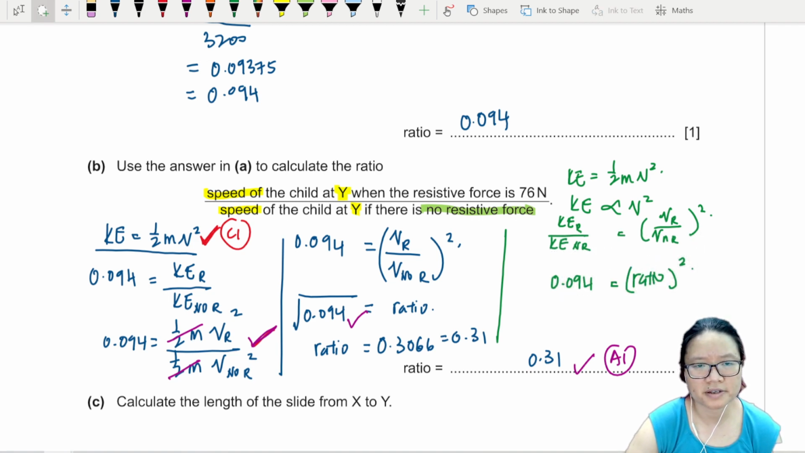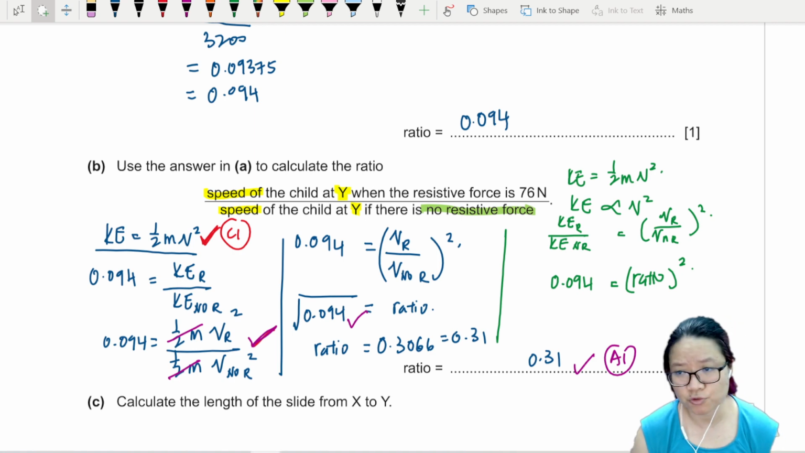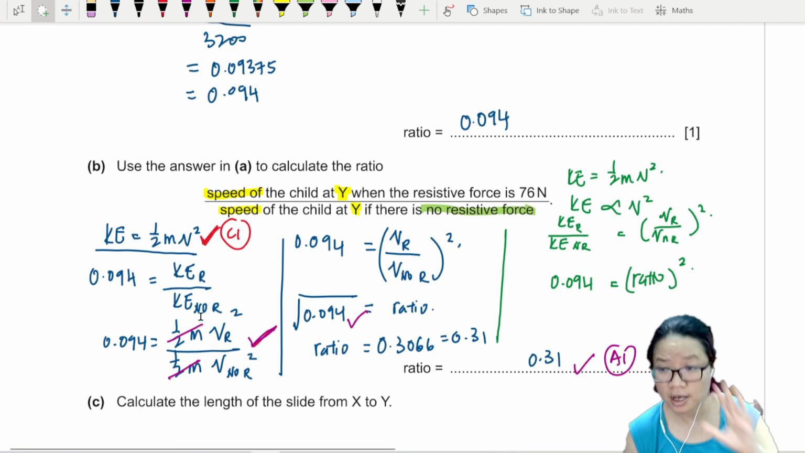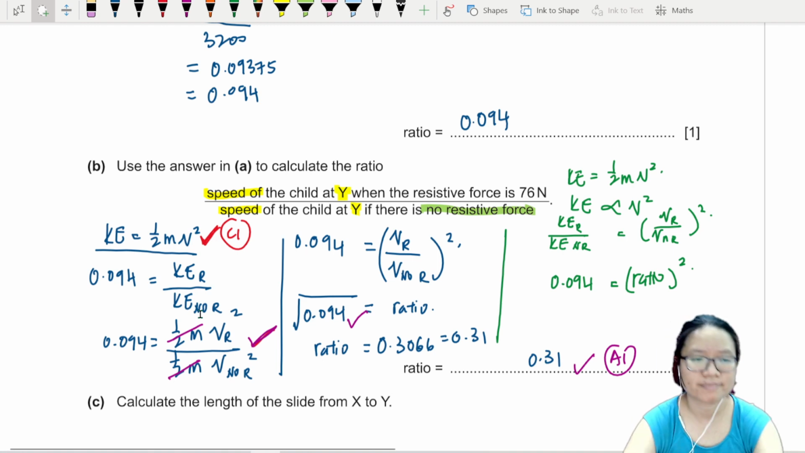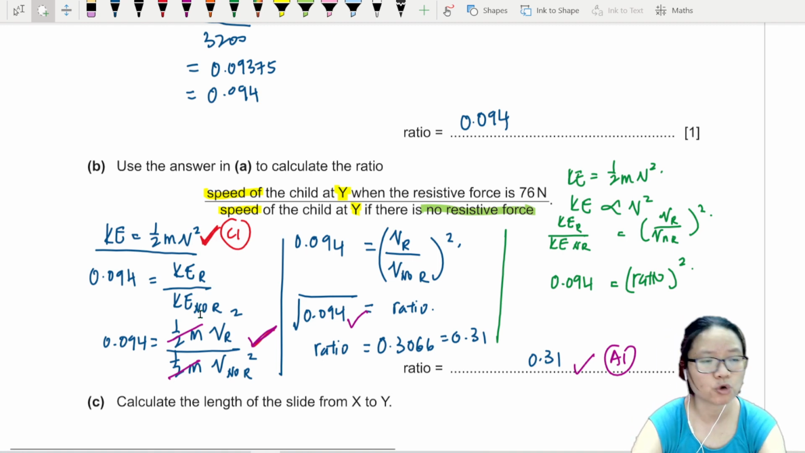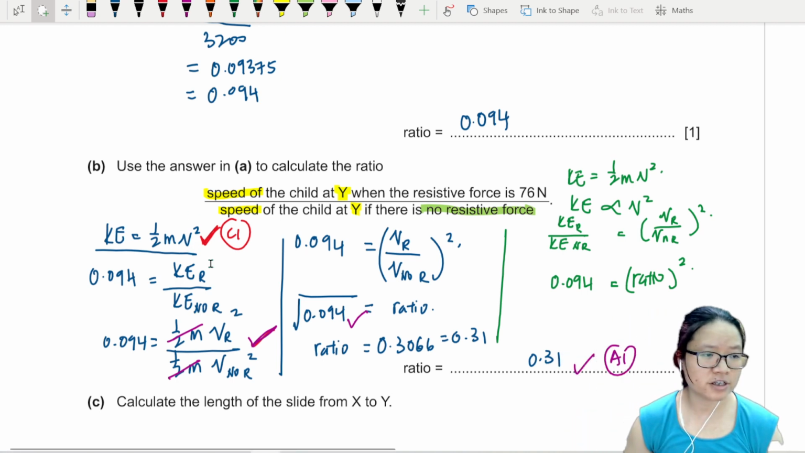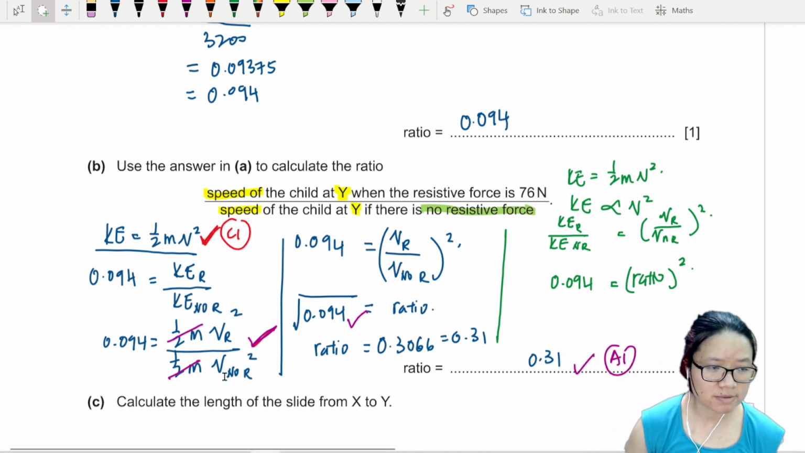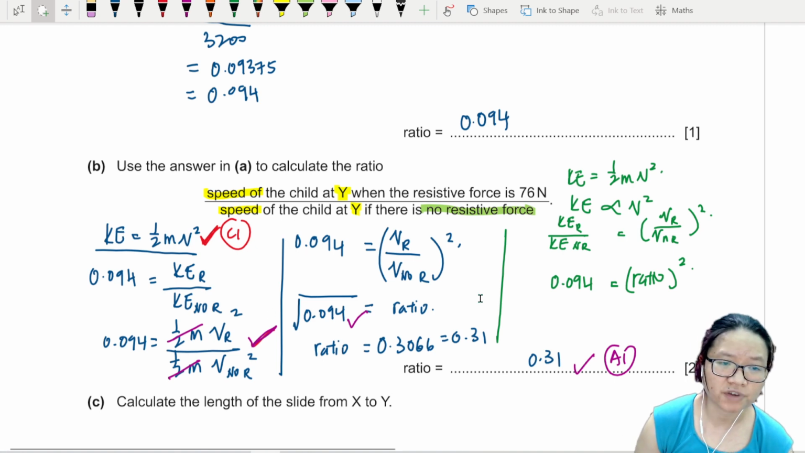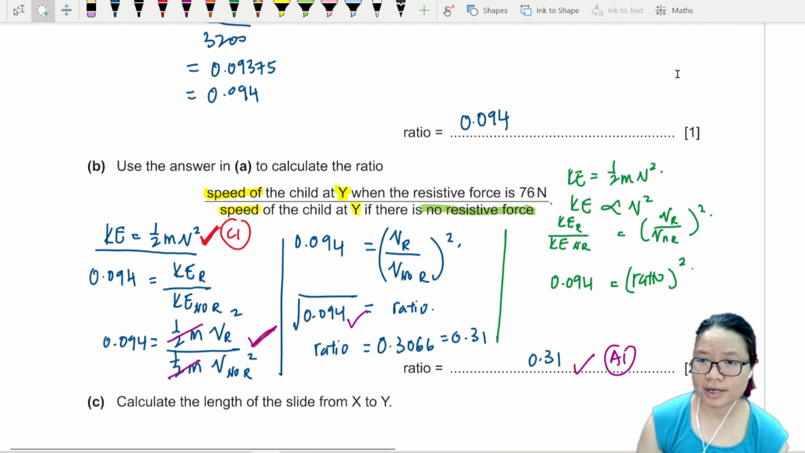So this part here can be done if you know what you're doing. If not, feel free to just substitute values carefully and do some manipulation, because we know the ratio of KE. So we start with the ratio of KE, use half mv squared, simplify when needed to find the ratio that we want. Okay, 0.3. All right, that is part B.